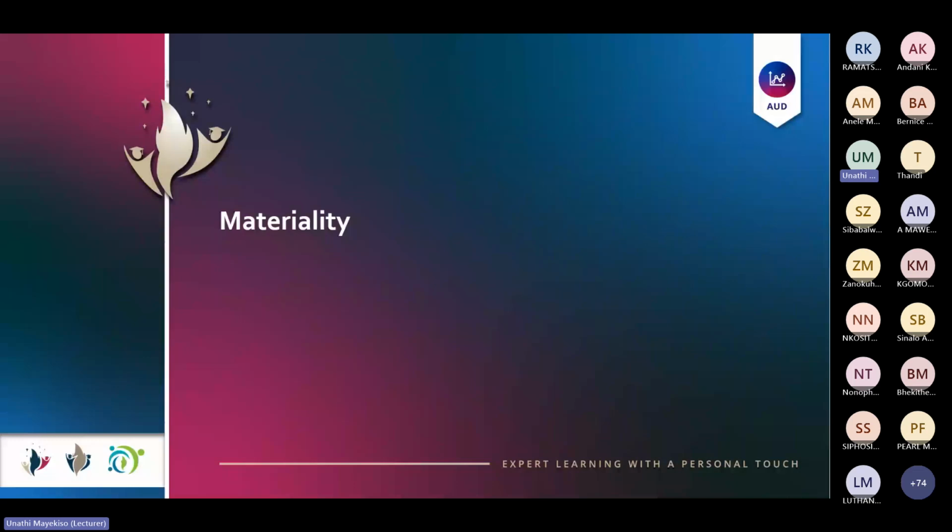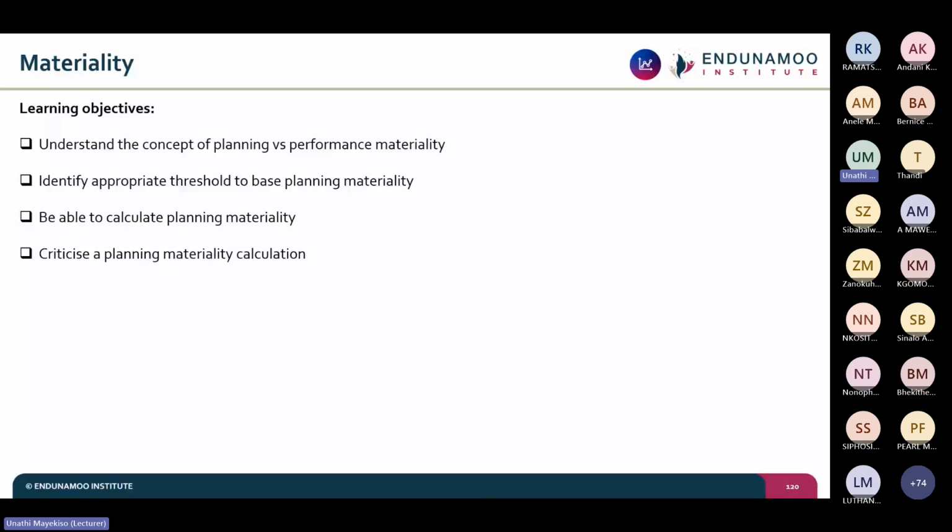Okay, so we all understand that materiality is a concept that comes in when we look at the objective of an audit, right? Because the objective of an audit is to ensure that the financial statements are not materially misstated. In order to know that they're not materially misstated, you need to know what material is. So when it comes to materiality, you need to understand the concept of a planning materiality versus a performance materiality. You also need to identify appropriate thresholds to base your planning materiality off of. You need to also be able to calculate, it's actually determine, because the ISA says you determine materiality. And then you also need to criticize a planning materiality determination.